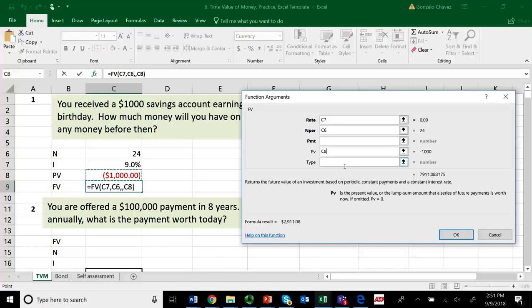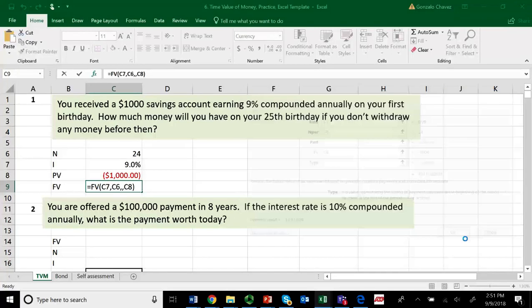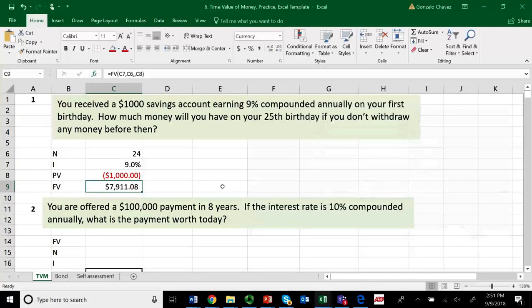Okay, the type, 0 or 1. The default value is 0 or empty, which means that these are end of period cash flows. Most cash flows that we're going to be talking about will be end of period cash flows. But if it were ever the case where there are beginning of period cash flows, then you would type in a 1. But generally we leave this empty. Press OK. And so the answer is 7,911.